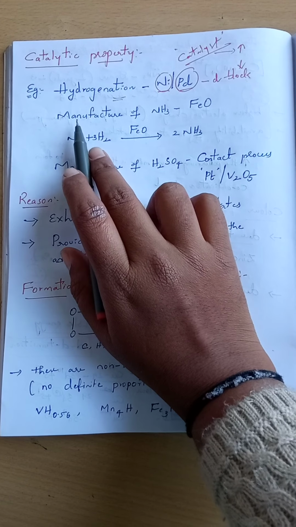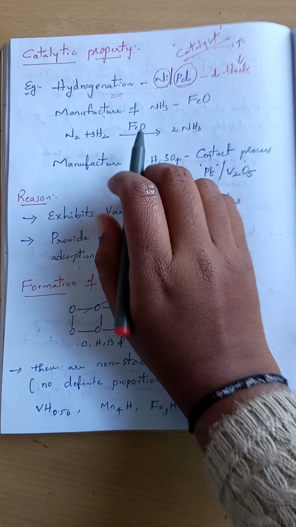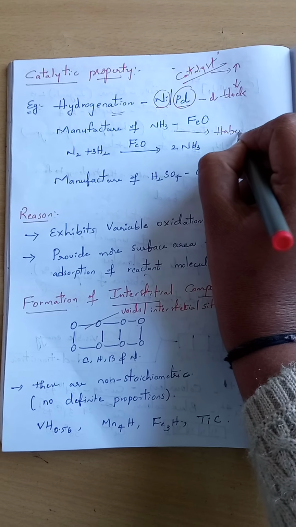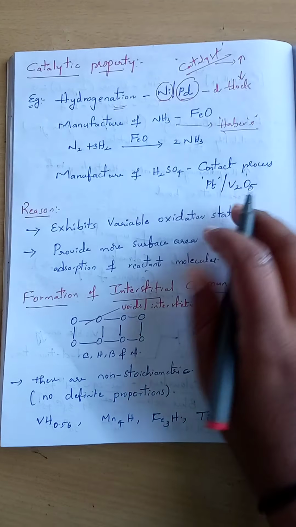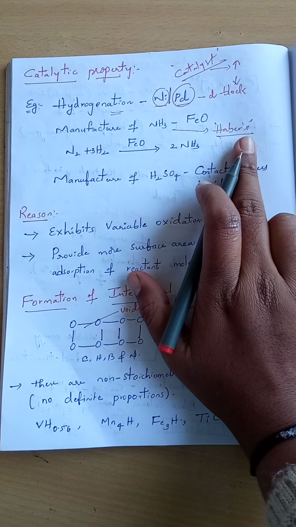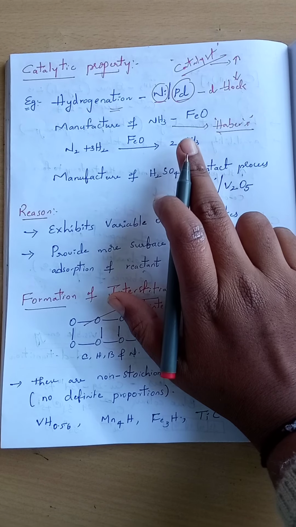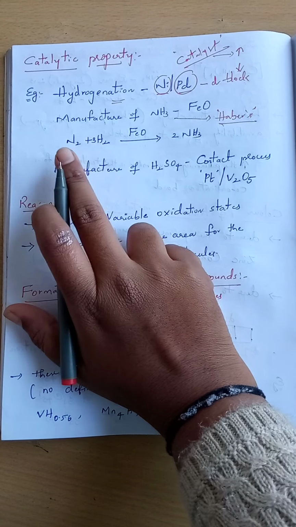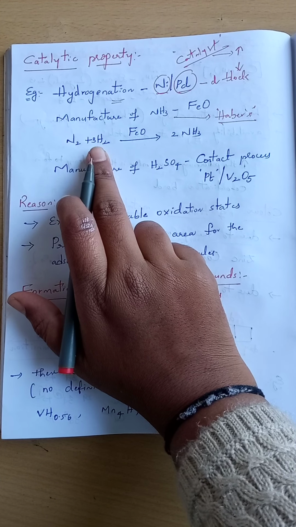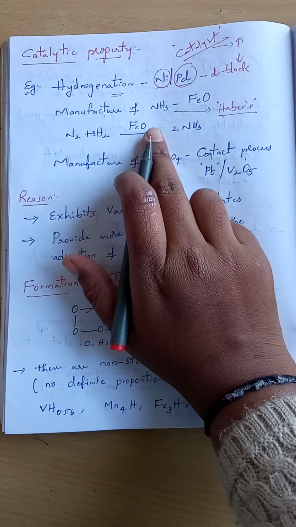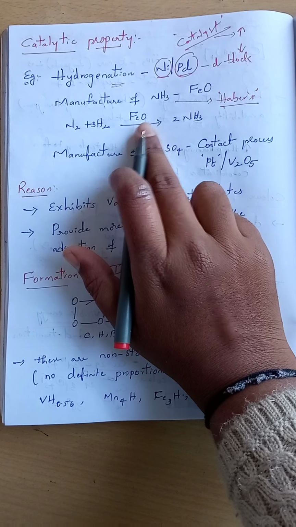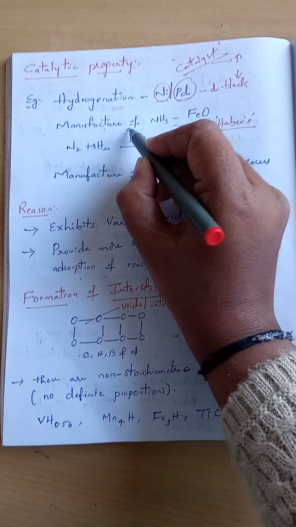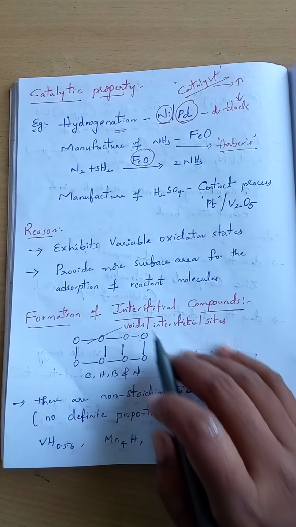Another most important one is the manufacture of ammonia. We know ammonia can be manufactured by using Haber's process. About this we have studied in P block elements. Haber's process is used to manufacture ammonia using nitrogen gas and hydrogen gas. When these two gases undergo reaction in the presence of iron oxide as a catalyst, it can give bulk amounts of ammonia. That means here iron oxide is not participating in the reaction.